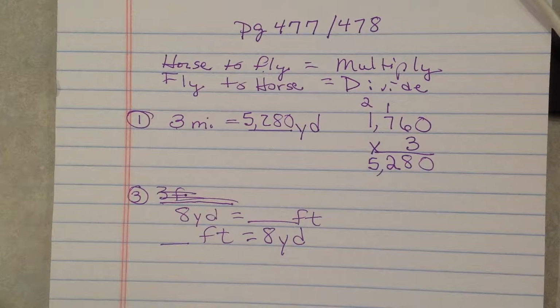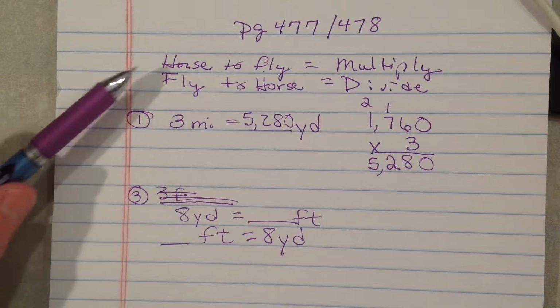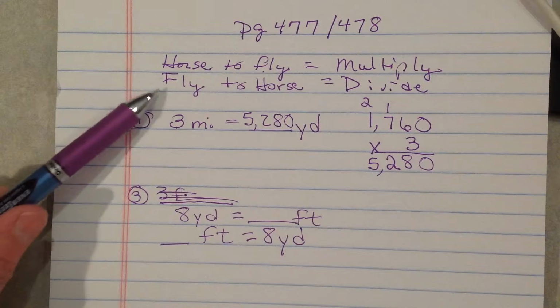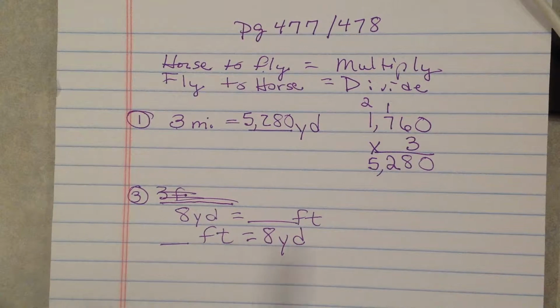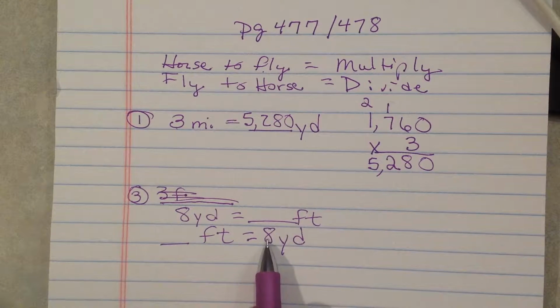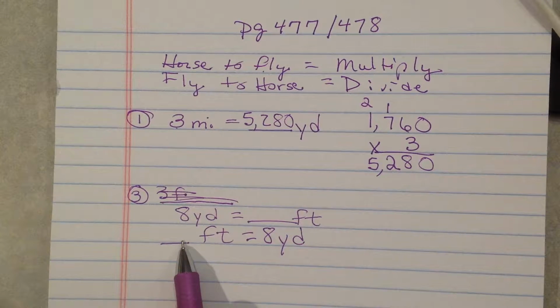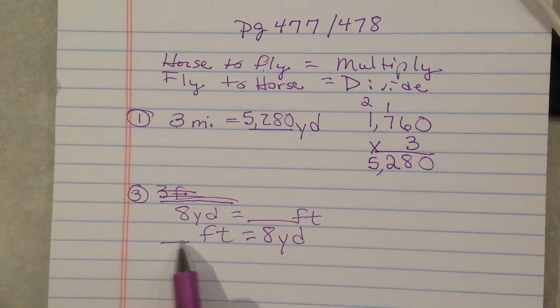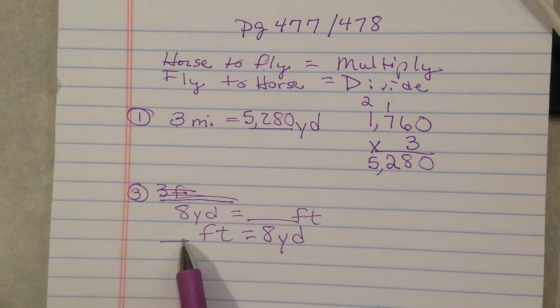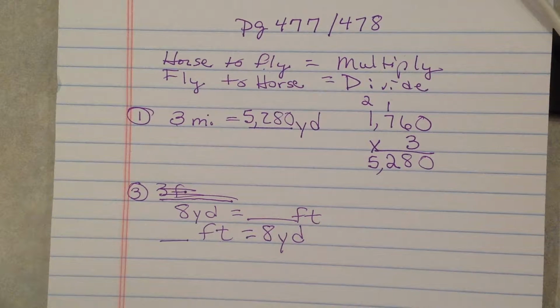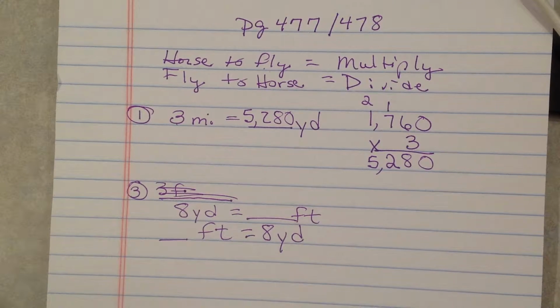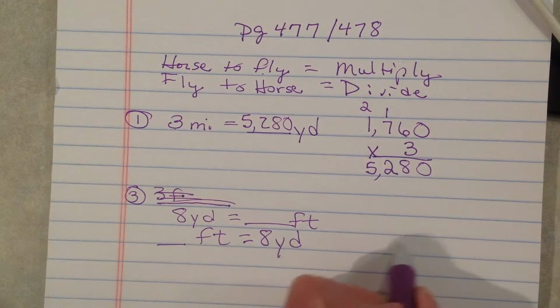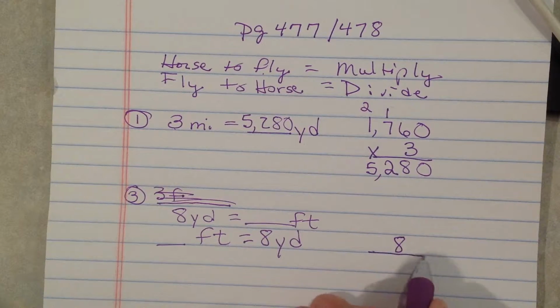They want to know feet. The first thing you do is ask yourself, is it larger to smaller? Is it horse to fly, or fly to horse? Take a look. Yards are bigger than feet. They give you the yards, 8 yards, and they want to know the smaller feet. So they give you the big one, horse, and want to know fly. You're going to multiply. So before you even know what you're going to multiply by, you take this 8, come over here, and draw your multiply line.